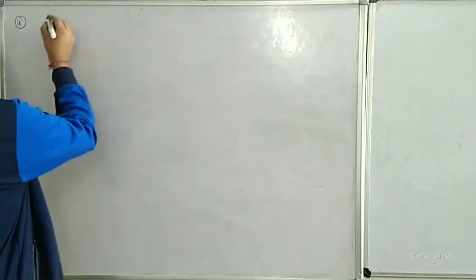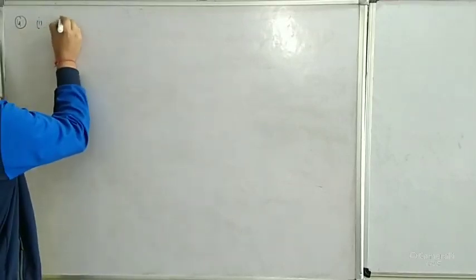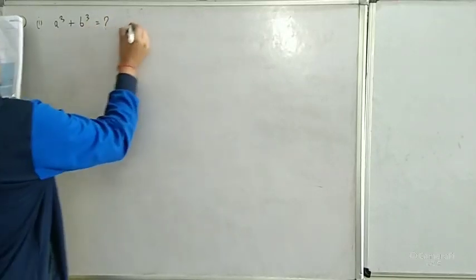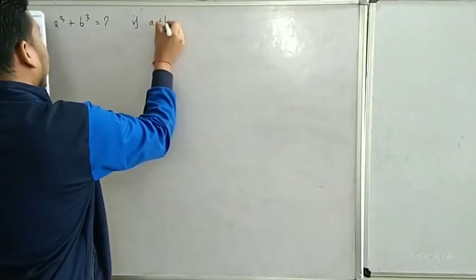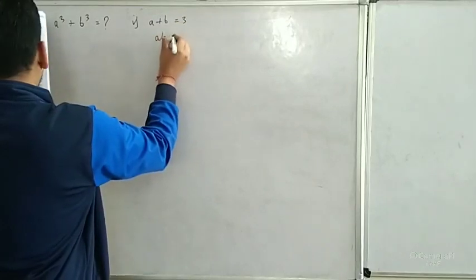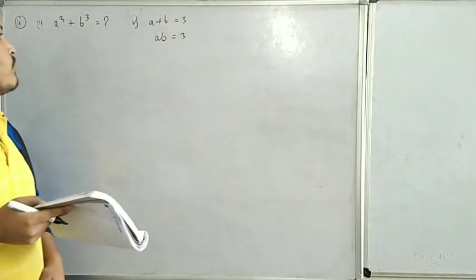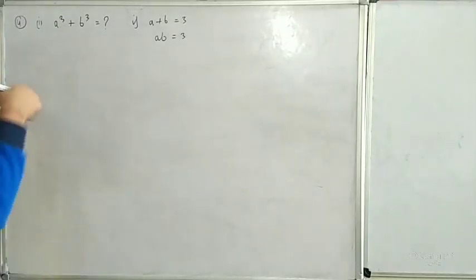Question number 4, first part. Calculate a cube plus b cube, given that a plus b is equal to 3 and ab is equal to 3. As you know, the formula is given in terms of a plus b whole cube. What is the formula of a plus b whole cube?